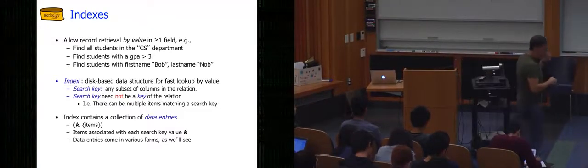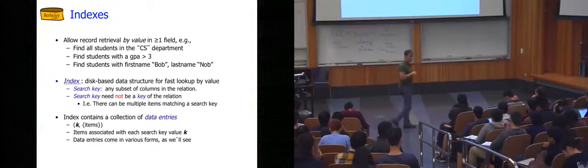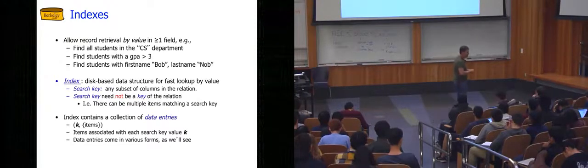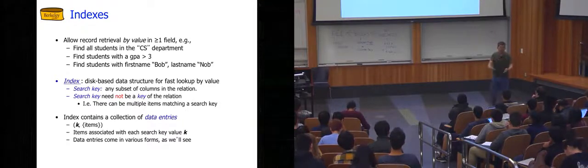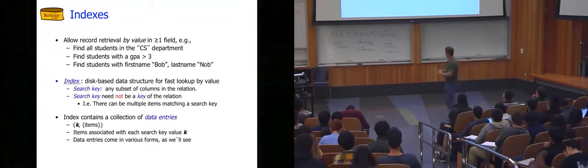But you can search on things that aren't keys. So you can search on GPA, even though two people have the same GPA. That's fine. So don't confuse the notion of a search key with this other notion we're going to describe, the key of a table.